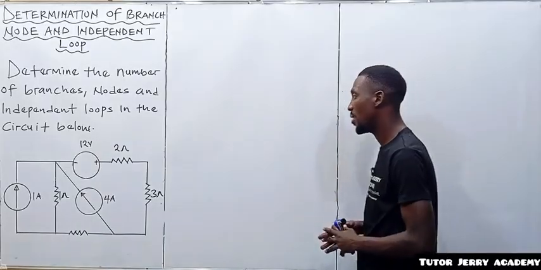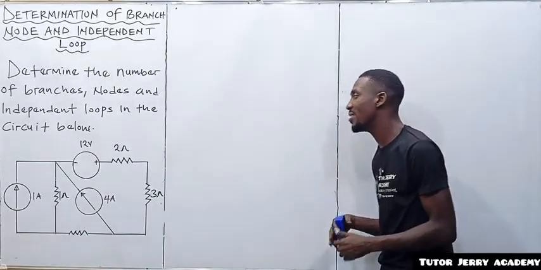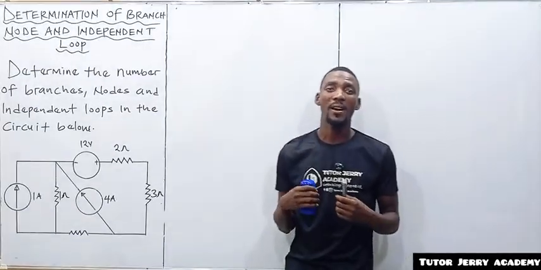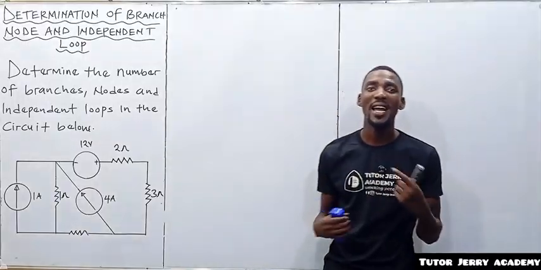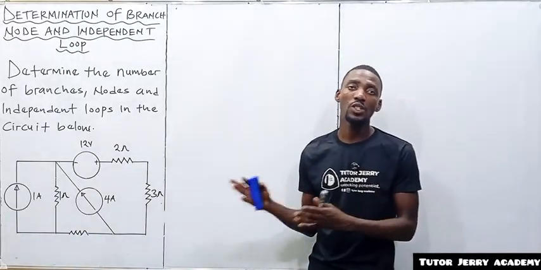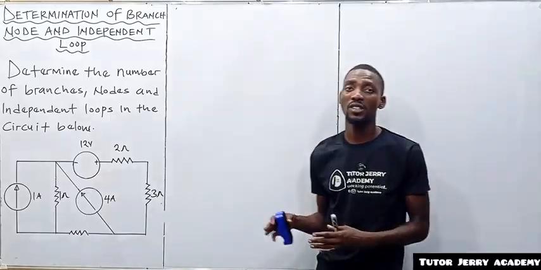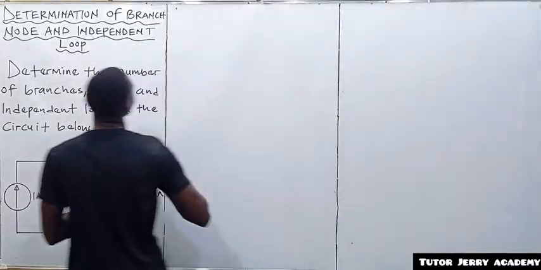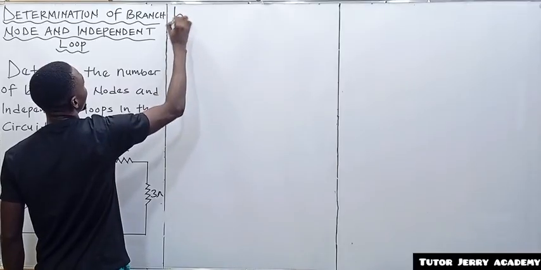All right, so let's solve this question. Let's determine the number of branches. We said a branch is a single element or any two terminal device, which could be a voltage source, a current source, or a resistor, right? So let's determine a branch first.